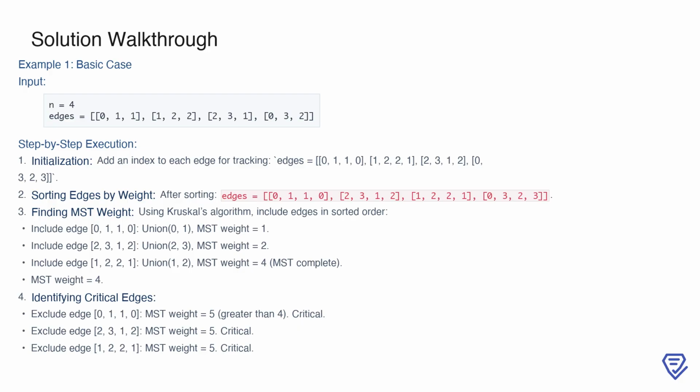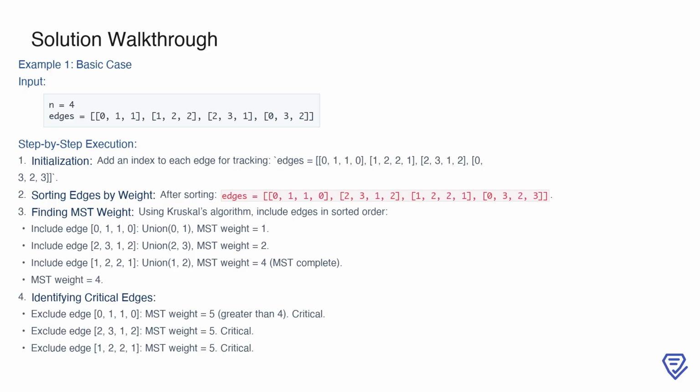First, we assign an index to each edge for tracking purposes, resulting in a modified edge list. Then, we sort these edges by their weights in ascending order to ensure we process the lightest edges first. Now, using Kruskal's algorithm, we begin building the minimum spanning tree, or MST. We include edges one by one from the sorted list, checking for cycles using the union find data structure. The first edge connects nodes 0 and 1 with a weight of 1, so we union these nodes, and the MST weight becomes 1. Next, we include the edge connecting nodes 2 and 3, also with a weight of 1, bringing the MST weight to 2.